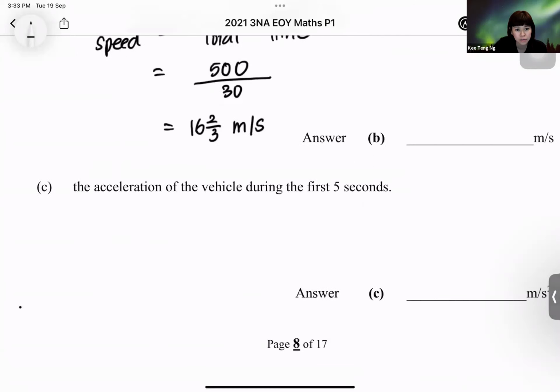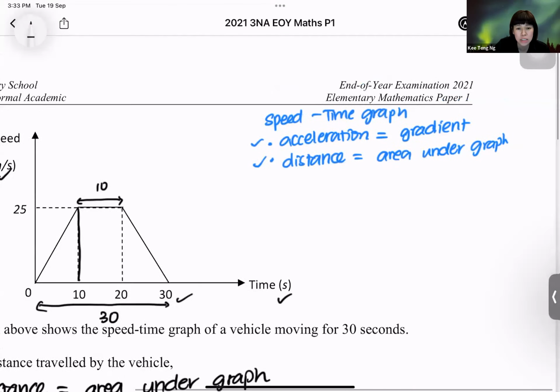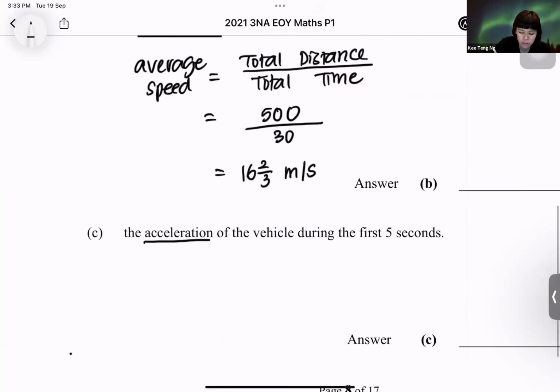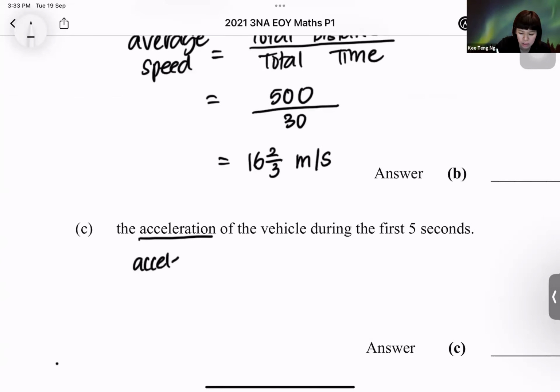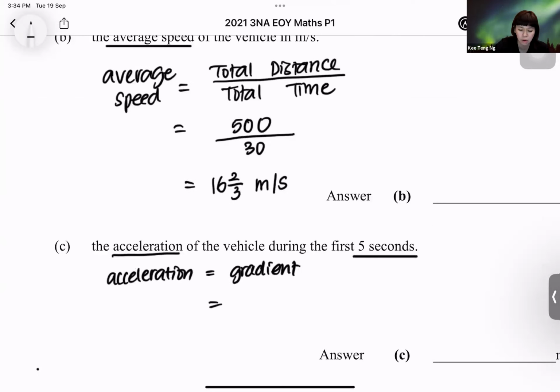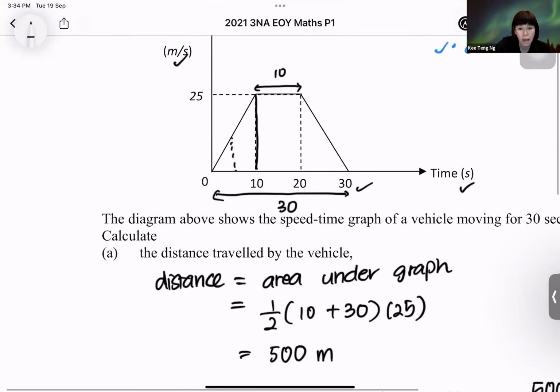Next, the question is asking for acceleration. So what will we say talking about acceleration? Acceleration is the gradient of the line. So acceleration equals gradient of the line. Then how are we going to find the gradient? But they want the first 5 seconds, right? Do we have the first 5 seconds? Alamak, we don't have the 5 seconds. But what can we do? We can use the 2 endpoints.